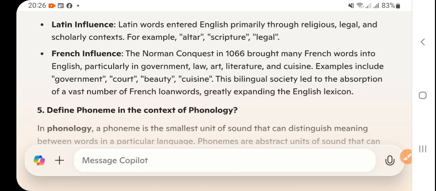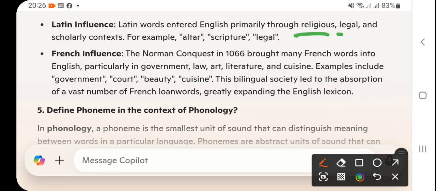So Latin words entered English primarily through religious, legal, and scholarly contexts, right? In English, these words are copied or adopted as they are. For example, altar, right? Scripture, legal, these words. So that is Latin influence. The same words had been adopted into English.